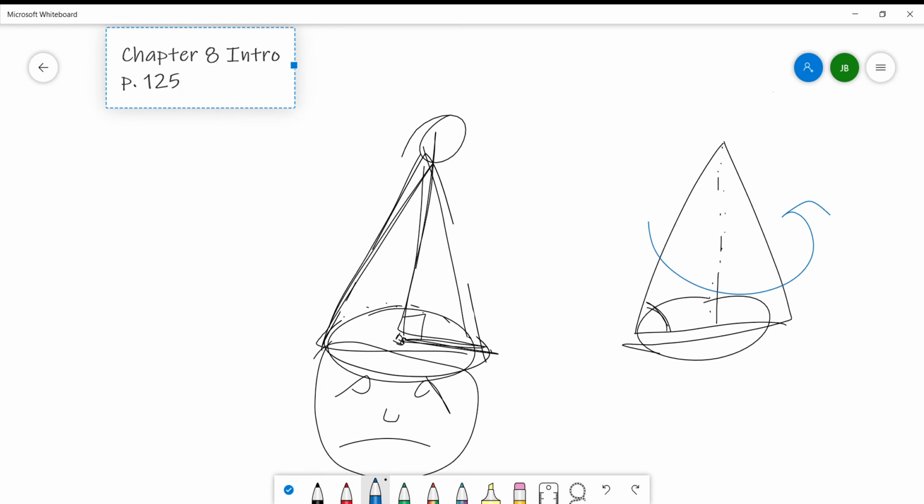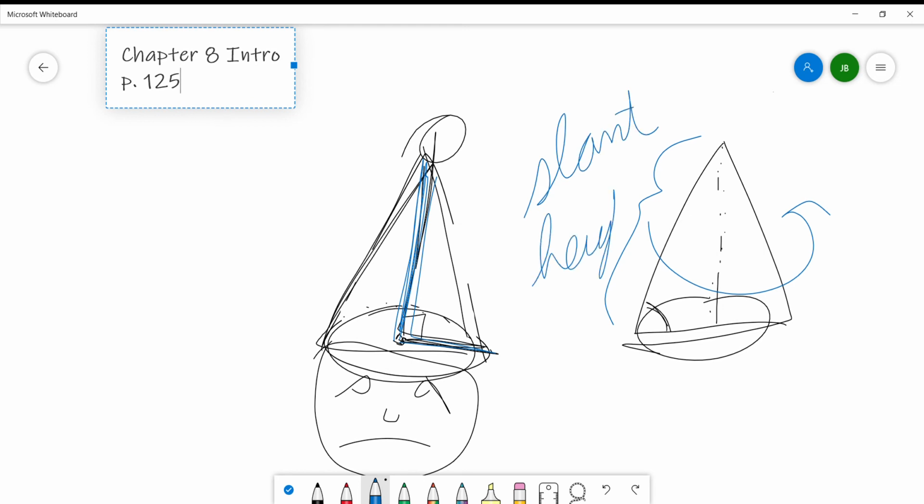So they give you two different measurements right here. They give you the height, which is going straight up from the bottom to form a 90-degree angle. That's just the height. The slant height is the length of that side. That's going to be important. This is the slant height. Cool? Look at the net at the bottom.